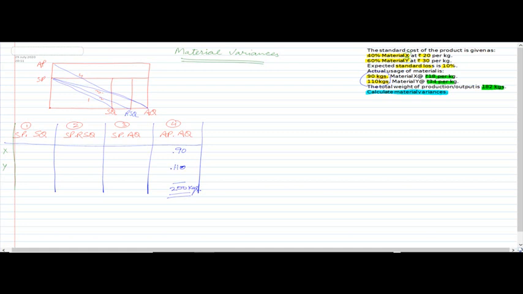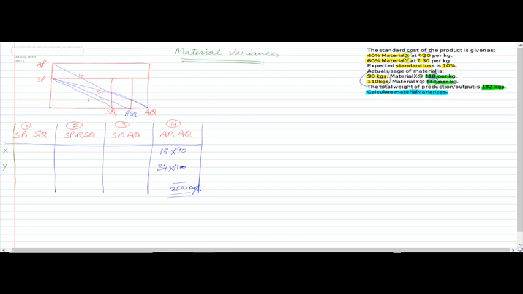Actual price that is given to you in the problem. Actual price of material X is rupees 18. Actual price of material Y is 34. So 18 into 90, 34 into 110. This is to be calculated.